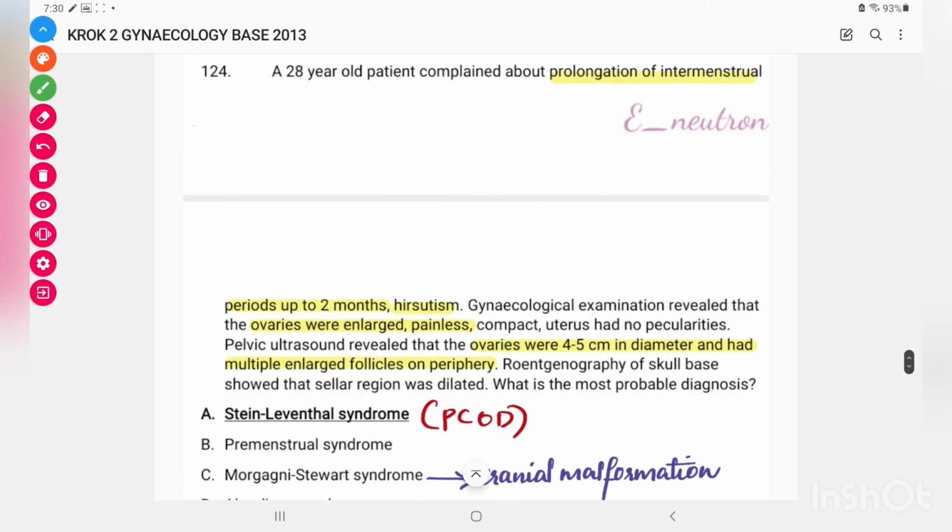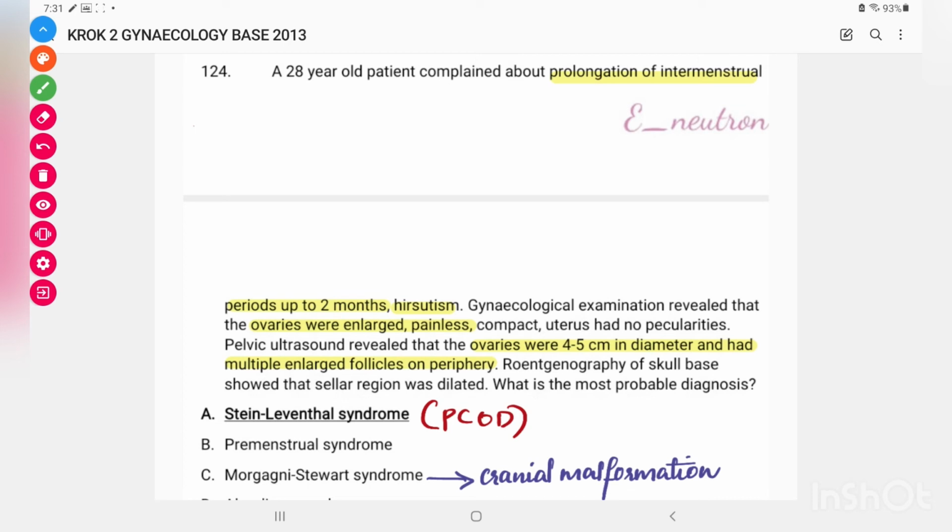Now, a 28-year-old patient complained about prolongation of intermenstrual periods up to 2 months, hirsutism. Gynecological examination revealed that ovaries were enlarged, painless, compact, uterus had no peculiarities. Pelvic ultrasound revealed that the ovaries were 4 to 5 cm in diameter and had multiple enlarged follicles on periphery. Angiography, X-ray of skull base showed that cellular region was dilated. So what is the most probable diagnosis?